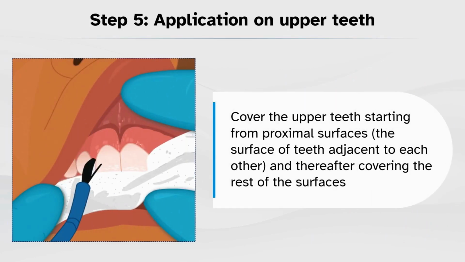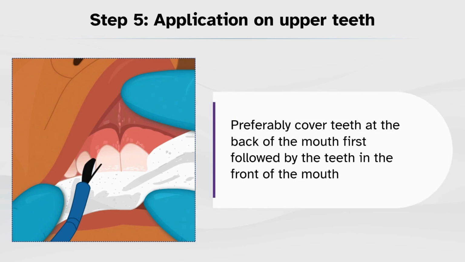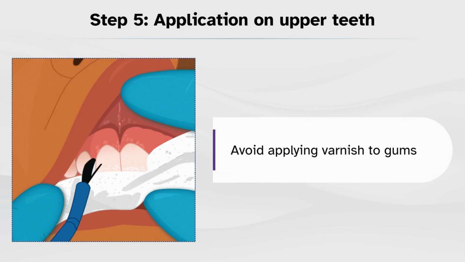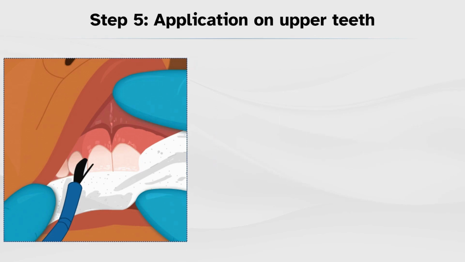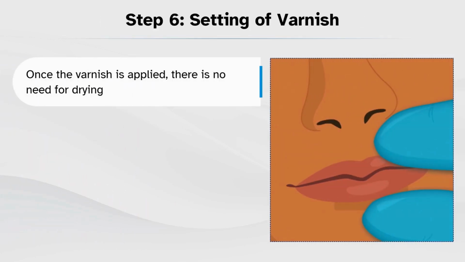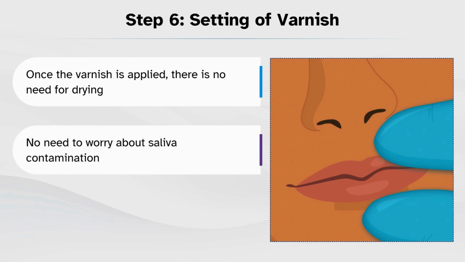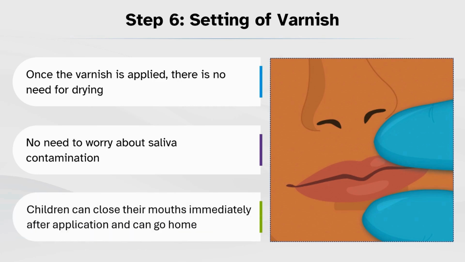Then cover the upper teeth, again starting from proximal surfaces, that is the surface of teeth adjacent to each other, and thereafter covering the rest of the surfaces. Preferably, cover the teeth at the back of the mouth first, followed by the teeth in the front of the mouth. Avoid applying varnish to gums. Once a varnish is applied, there is no need for drying. There is no need to worry about saliva contamination. Therefore, children can close their mouths immediately after application and can go home.